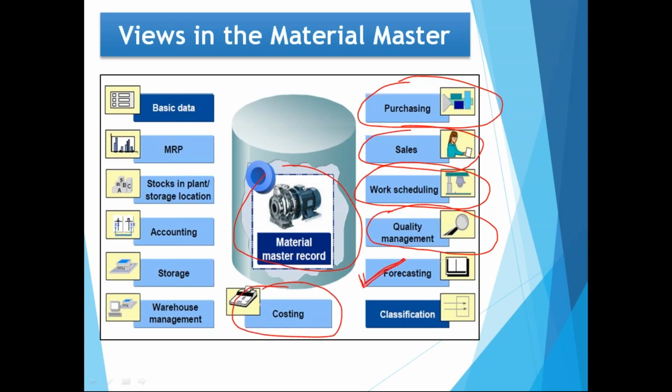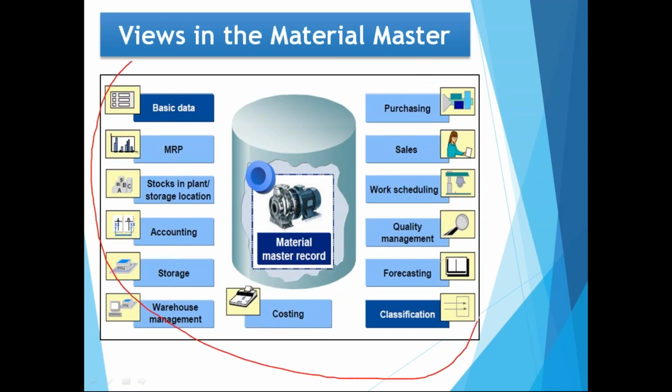Costing department, finance department will maintain their data in costing view. Warehouse people will maintain their data in warehouse view. So planning, MRP, they will maintain in MRP. Accounting department will maintain their data in accounting. Like this, different departments in the organization, they maintain their data in their respective views in the material master. That is what they will be doing. Okay. Of course, basic data will be common for all. So these are the views in the material master.